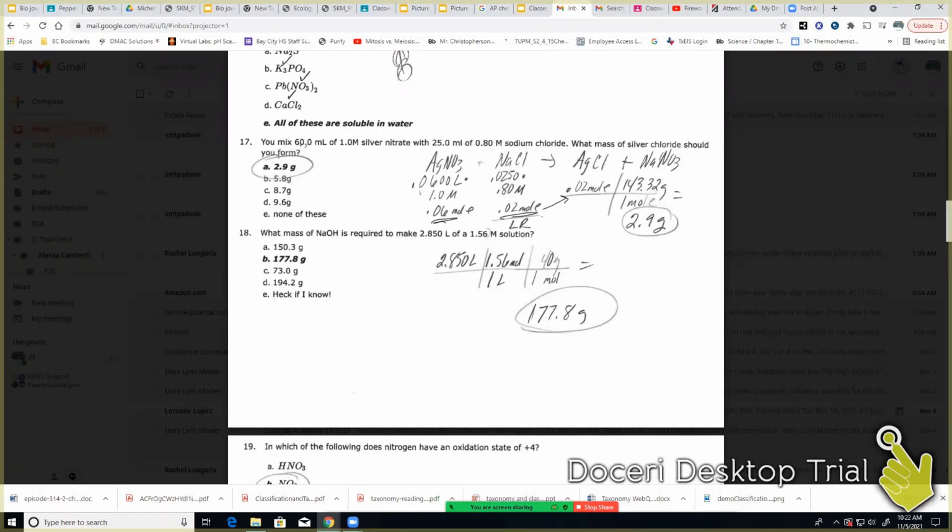And then the next one, just a pretty typical conversion. Luckily, nobody chose E. That was a good thing. Did anyone choose E during the whole test? I don't think so. No.